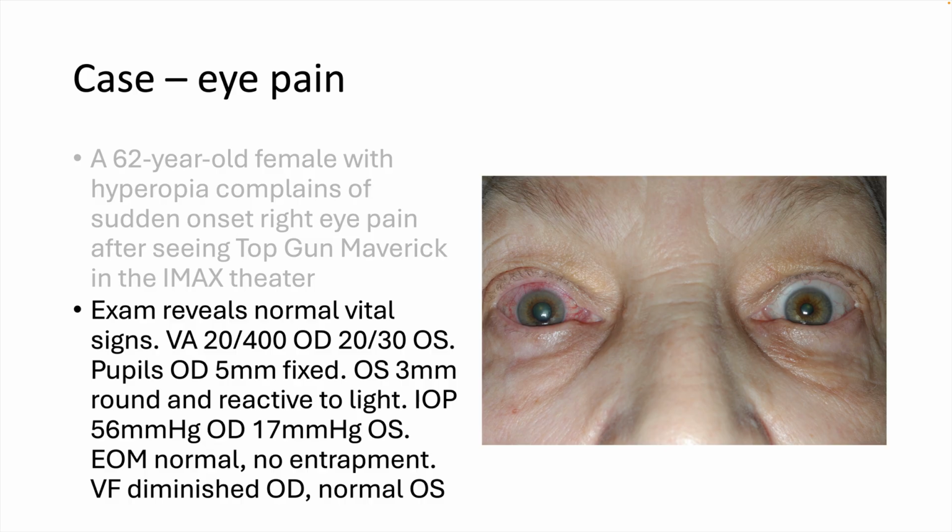Visual acuity is 20/400 in the right eye and 20/30 in the left eye. Pupils, right eye 5 millimeters and fixed and non-reactive. Left eye 3 millimeters round and reactive to light. Intraocular pressure is 56 millimeters of mercury in the right eye and 17 millimeters of mercury in the left eye. Extraocular movements are normal with no evidence of entrapment. Visual field is diminished in the right eye and normal in the left eye.